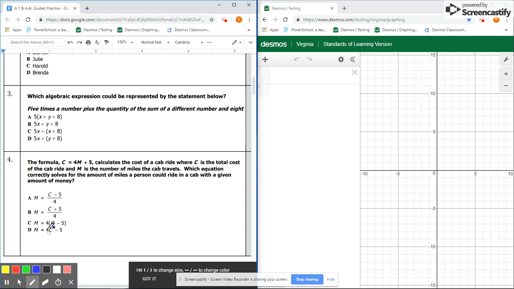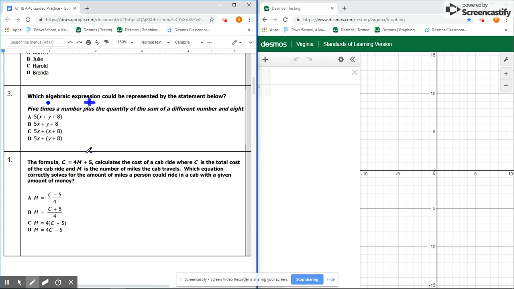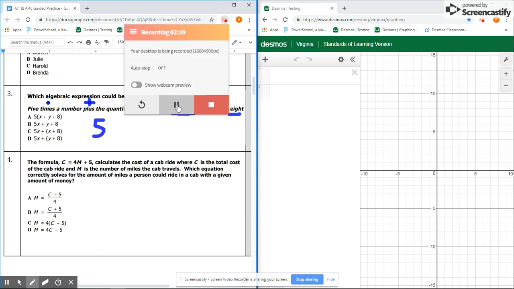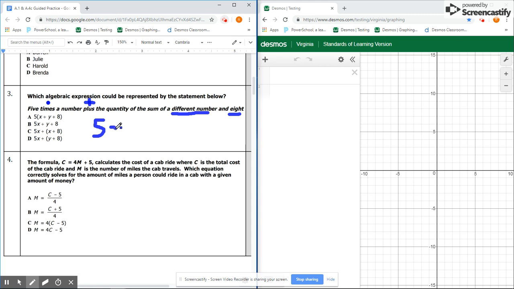So let's look at the important pieces of information here. We have times, which means multiply. We have plus the quantity of the sum. Sum means plus. We're going to add 2 things. We're going to add a different number and 8. So we have 5 times a number plus the quantity of the sum of a different number and 8. So 5 times a number, x.